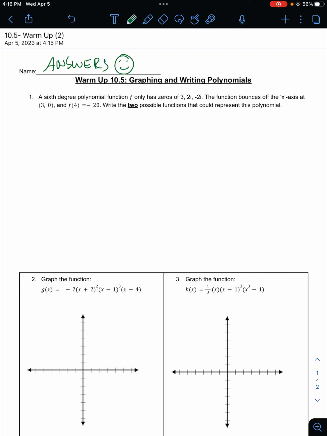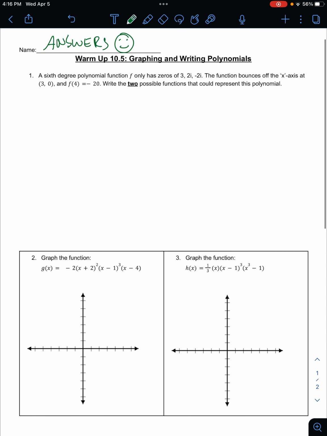Okay, we're going to look at the warm-up on graphing and writing polynomial functions. First question says a sixth degree polynomial function, f, only has zeros of 3, 2i, and negative 2i. The function bounces off the x-axis at the point (3, 0), and we're also given f(4) is equal to negative 20. Write two possible functions that could represent this polynomial.